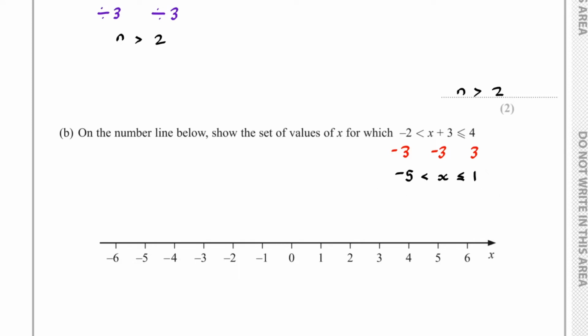And now when we show this on a number line, we would end up with the following. Notice, for this strong inequality, we have an empty circle. For this weak inequality, we have a filled circle.